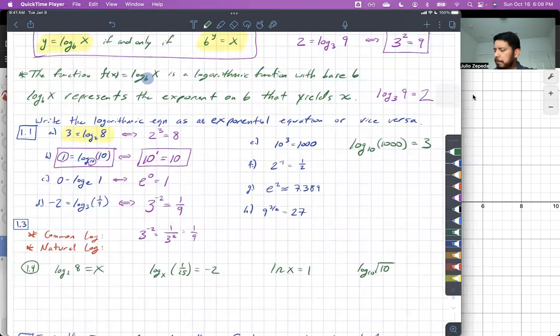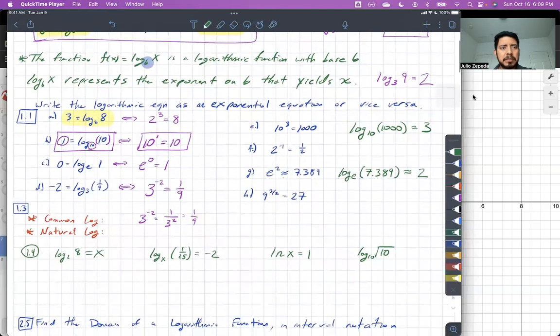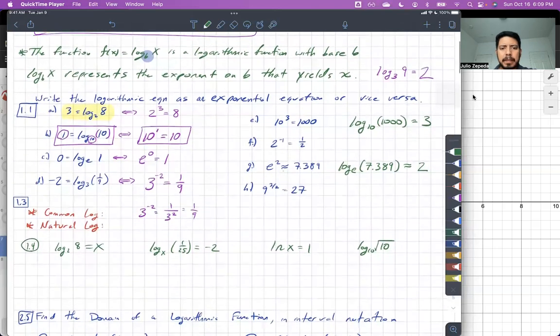Maybe I'll skip one and do, okay, the log with the base of e of 7.389. These are from the textbook, so I just pulled these examples. And since they use the approximately equal to symbol here, I'll use the approximately equal to symbol there. We could check this on a calculator. I'm not going to do that now, but if you have questions about that, feel free to ask.